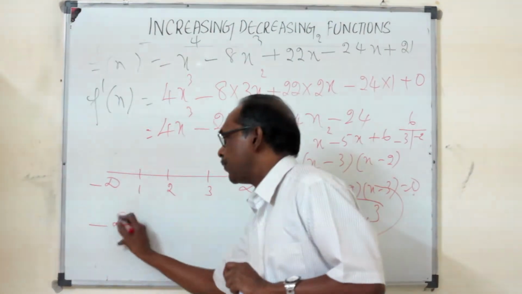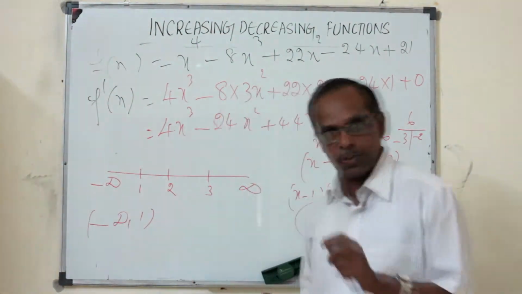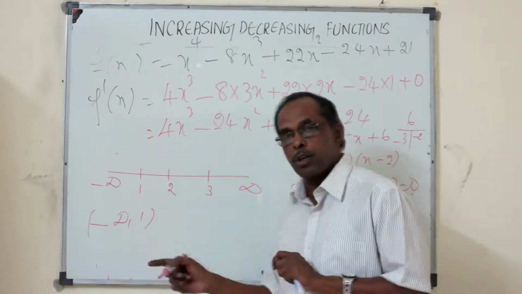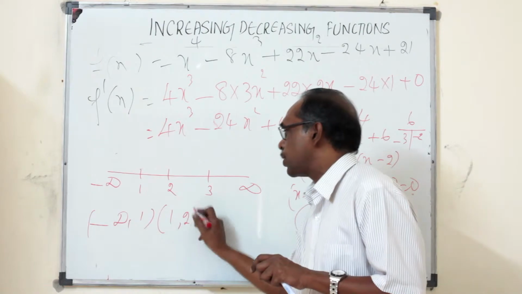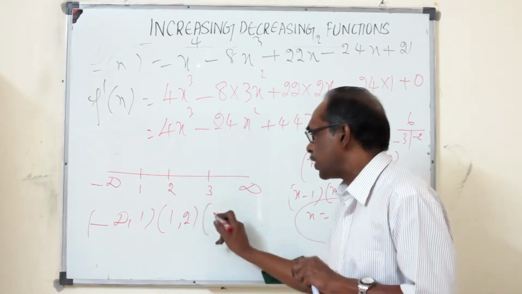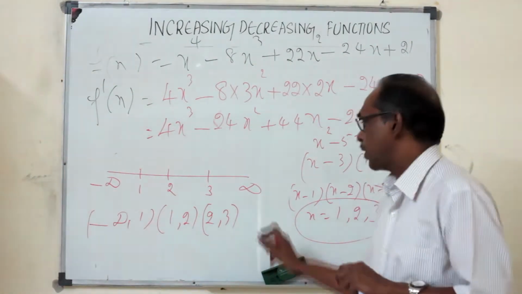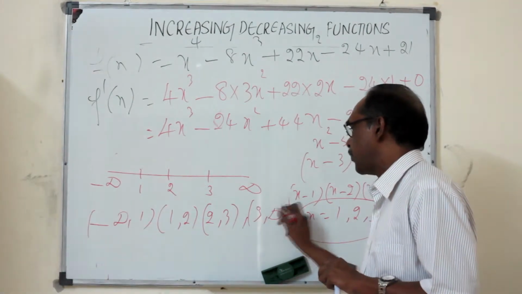So one is minus infinity to 1, it is an open interval, since at the end point only you will be having the turning point. So now the next interval is 1, 2. The third interval is 2, 3. Then the last interval is 3, infinity.